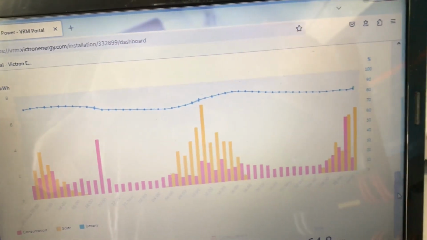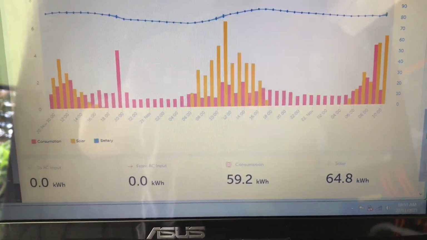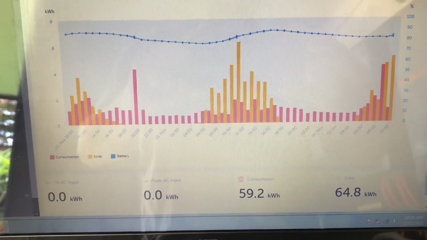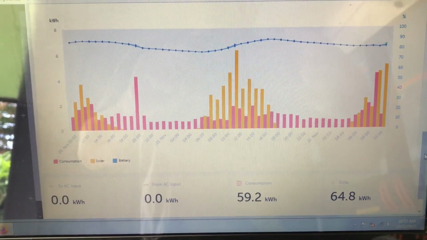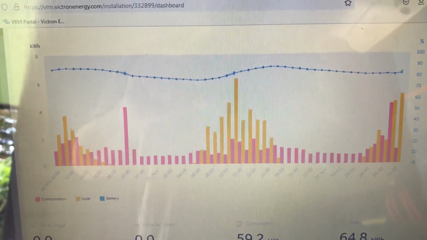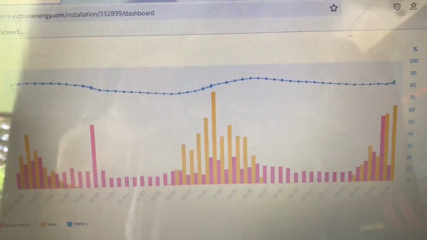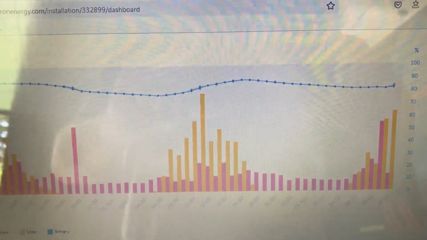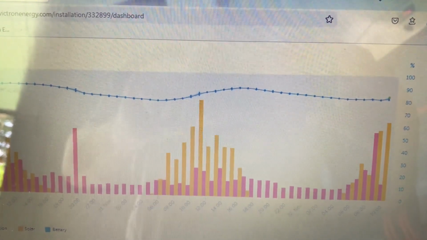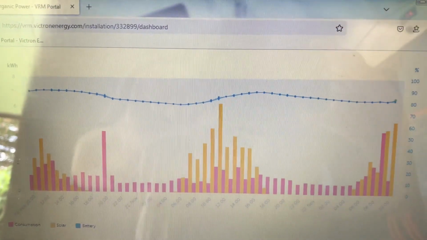This shows you the last 2 days. So we only generated 64 kilowatt hours and we used 59.2. In the last video, I mentioned that the blue line is the battery voltage, but it's actually the battery percentage. So the percentage is worked out off the voltage anyway, but it is actually the battery percentage. So we only lose about 10% overnight.